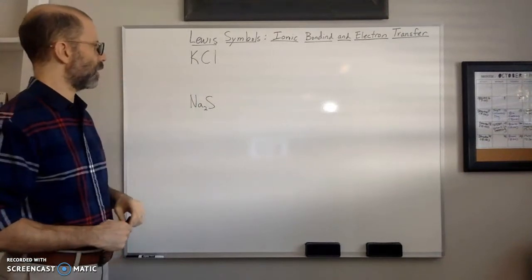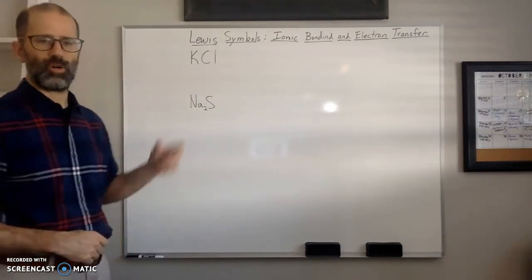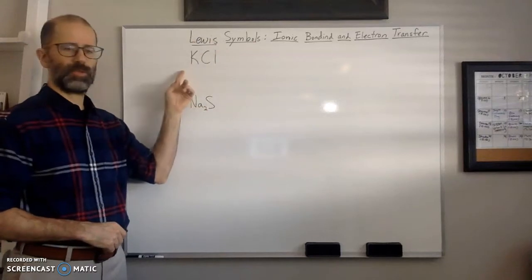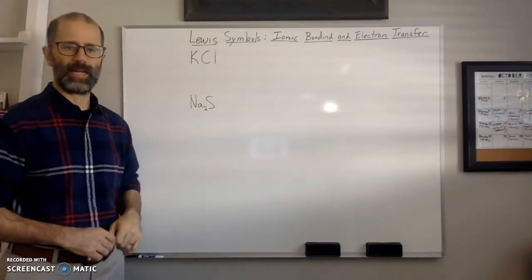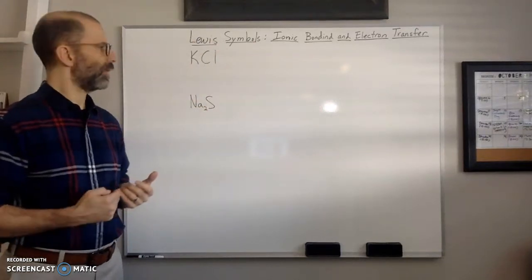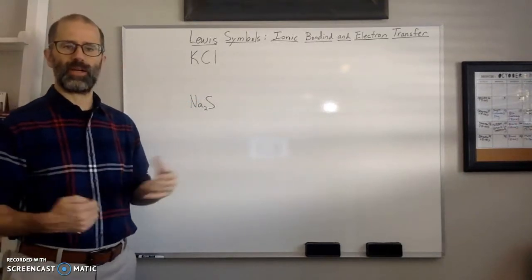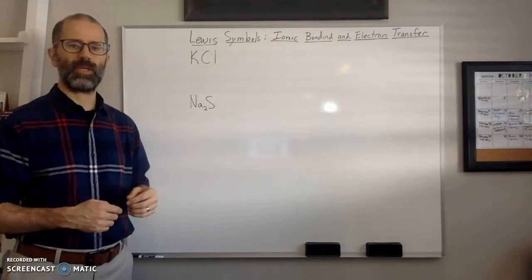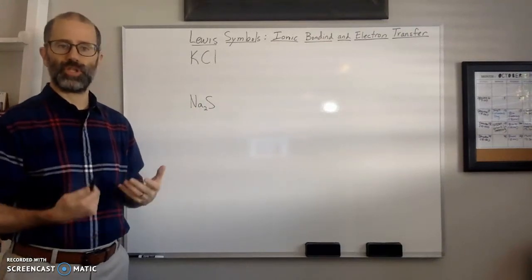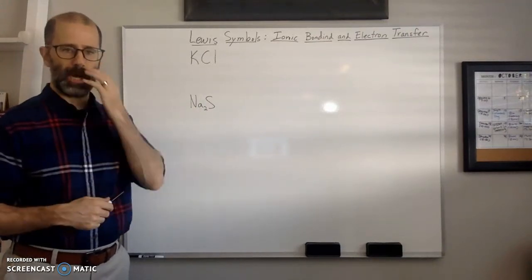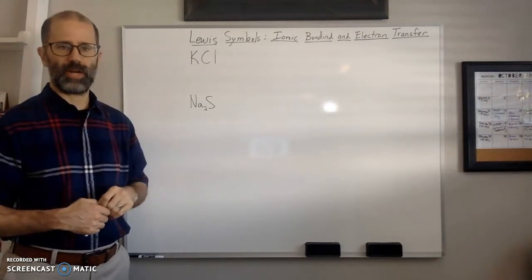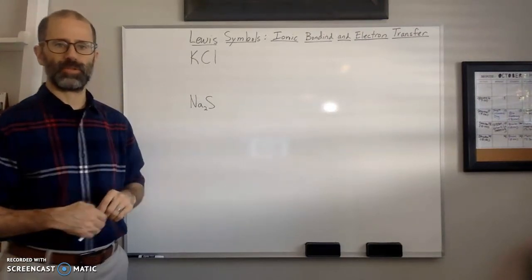So the first one is potassium chloride, and this is the formula for potassium chloride. It's an ionic compound, and so we can explain why it is that potassium and chlorine react to form this compound using Lewis structures, and we'll also use the electron configuration to discuss a couple of things as well.